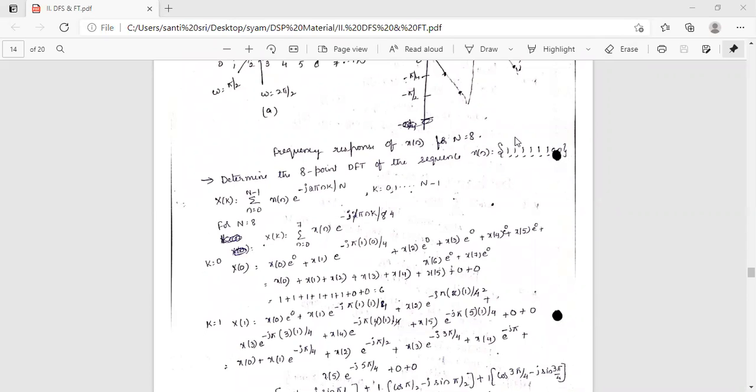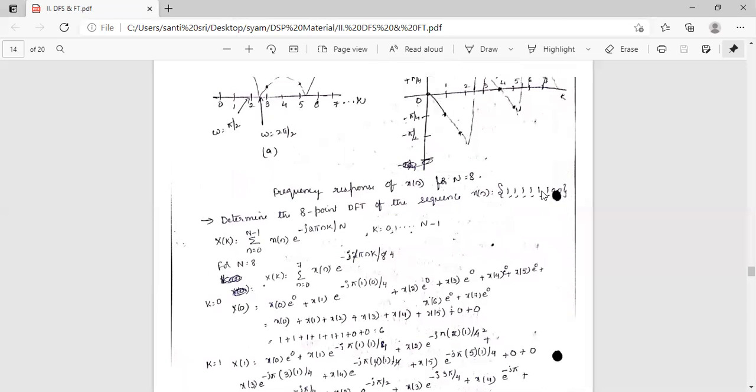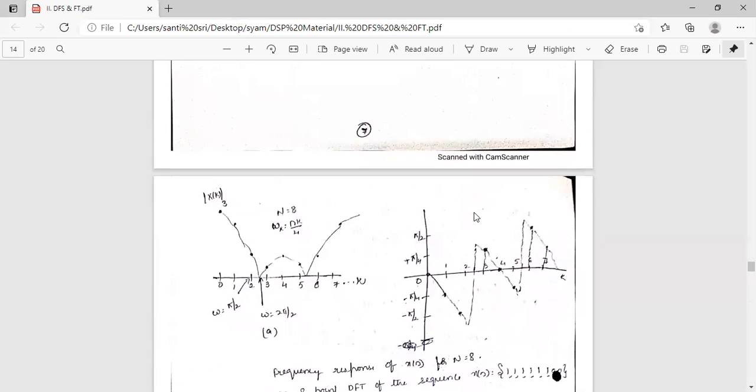So many problems are there. Now we'll see some of the problems. We have also discussed the frequency spectrum and the phase spectrum of the DFT. So this is the frequency spectrum and phase spectrum.